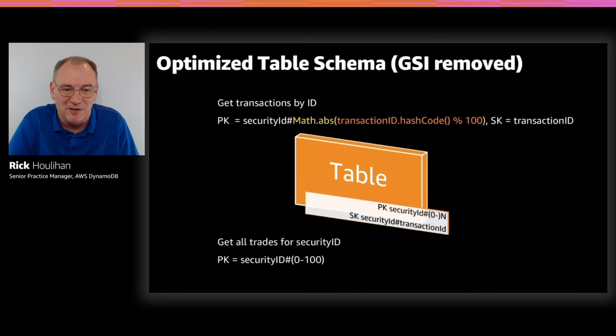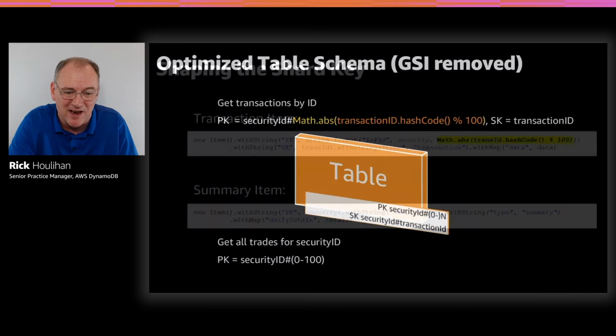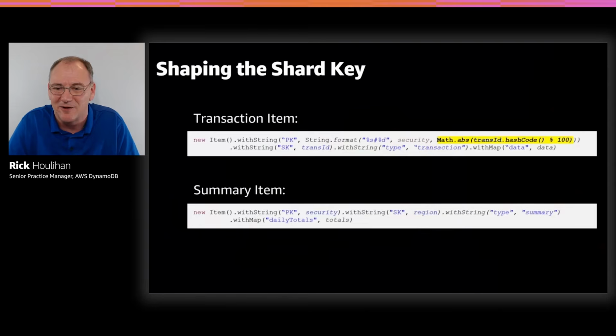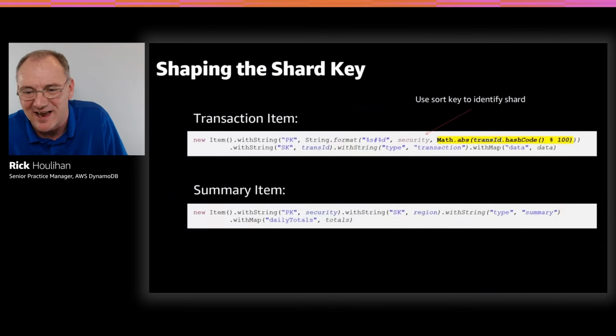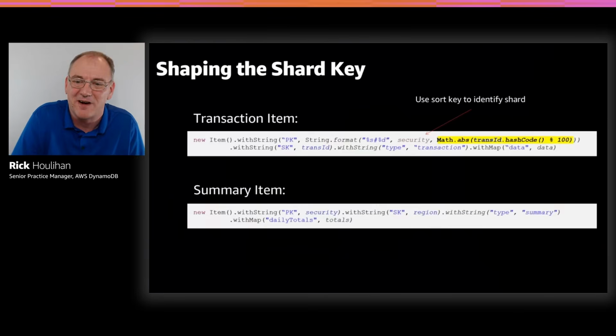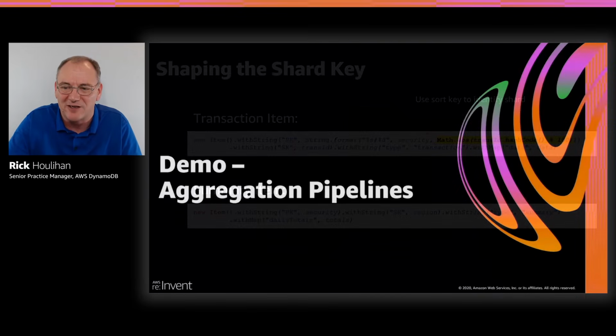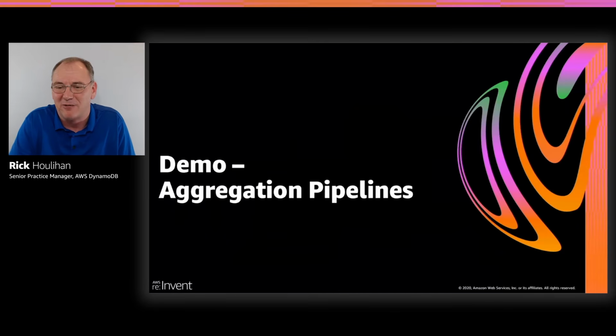So now that table supports both access patterns, get transactions by ID, get all trades for security ID, and the only thing you need to do is when you insert the items, take that transaction ID and hash code it, modulo by 100, and use that as the suffix. So in this case, this is what we're doing when we format the partition key. We're taking the security ID, hash code, the transaction ID, modulo 100, and there's where we're writing it into. And on the reverse process, on the select, identifies the partition that we need to query. So very nice way to use that sort key to identify the shard and be able to produce a selective read workflow.